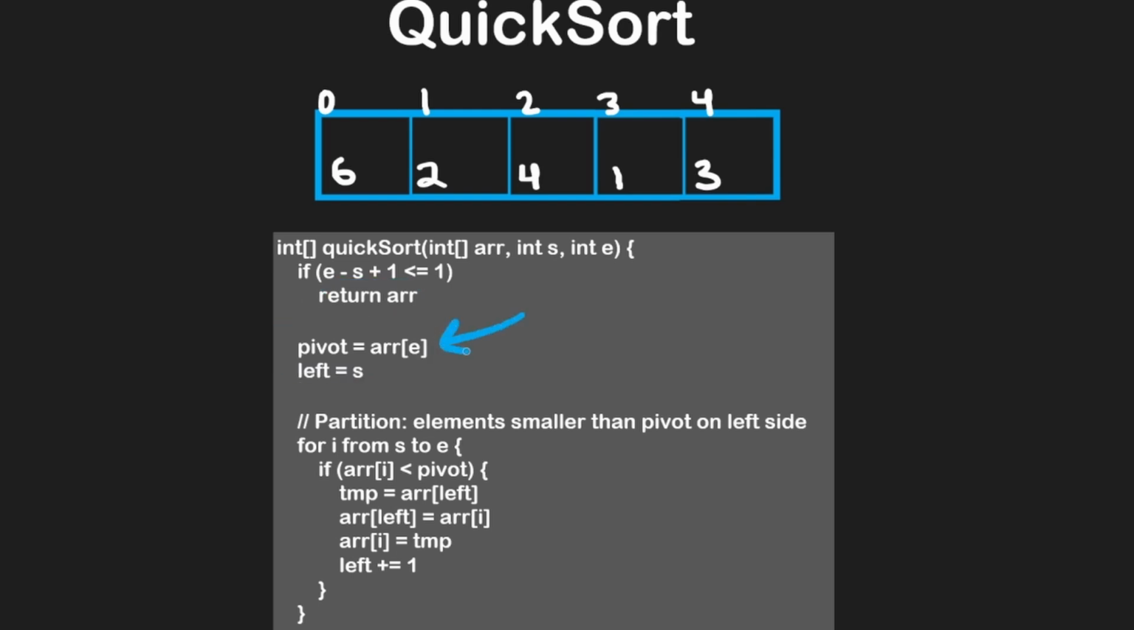In this case, we're doing it the naive way where we're just taking the rightmost element. We're also initializing our left pointer to S, which is the start of the array. And that left pointer is basically what's gonna tell us where we should insert the next value that's less than or equal to the pivot.